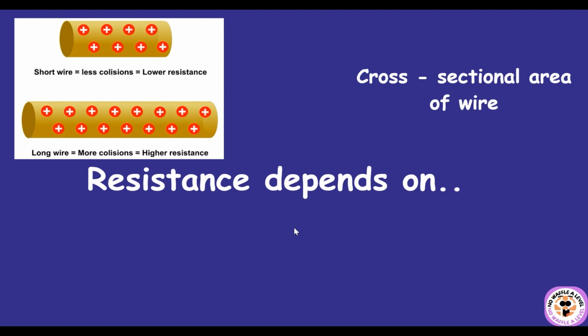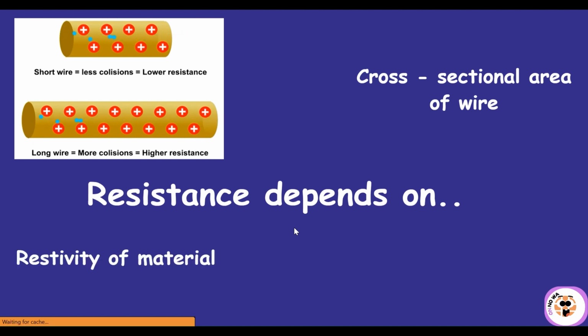This makes sense if you think about the corridor analogy. If you're trying to get through a short corridor, you're going to bump into fewer people. Whereas if you go through a really long corridor with lots of people, you're going to bump into so many people that you're going to end up with much less energy towards the end. Therefore, you would have experienced a lot more resistance. The second idea is the cross-sectional area of a wire. And the final factor is the resistivity of the material.